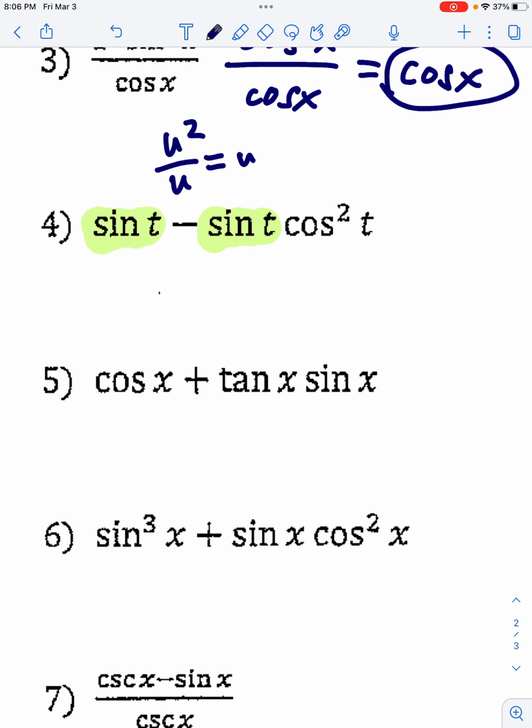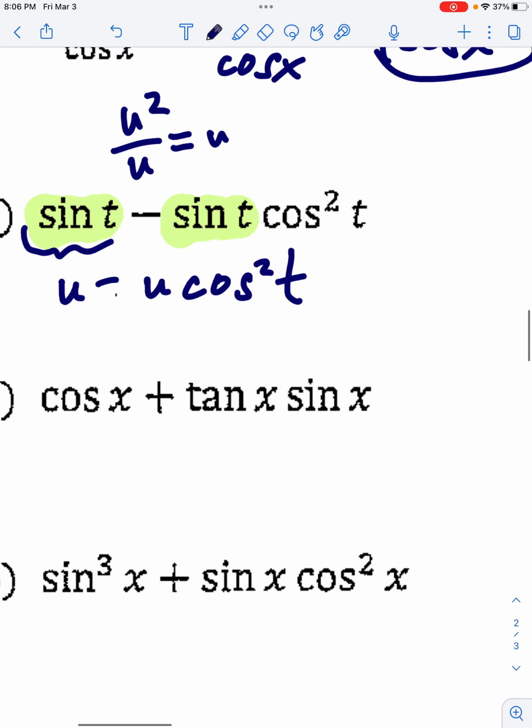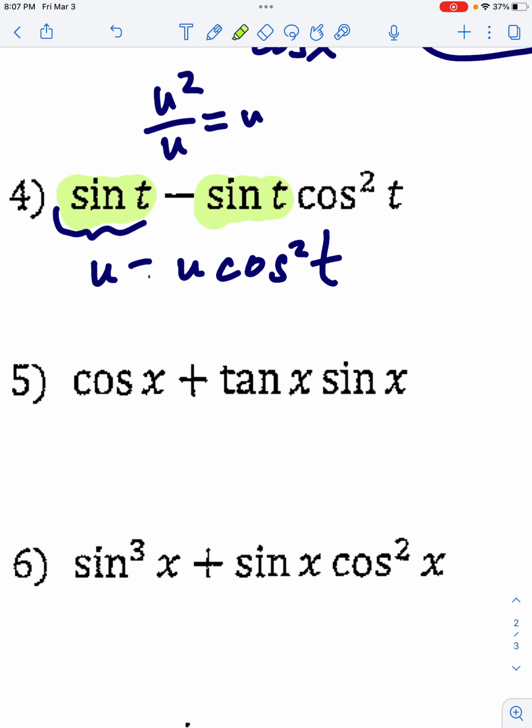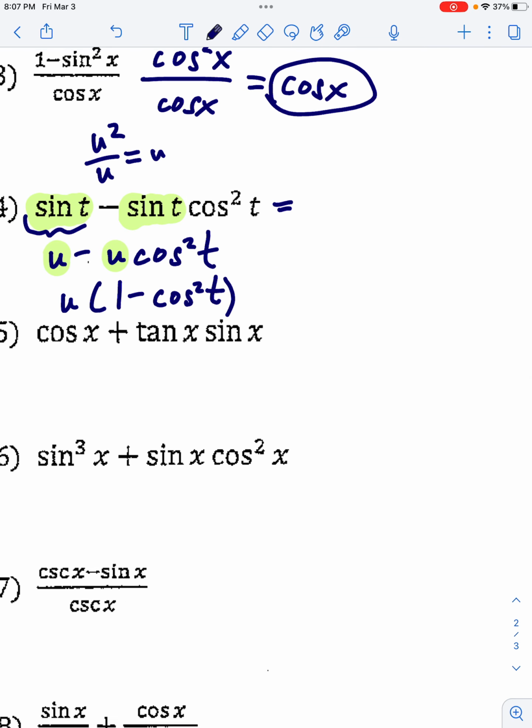Okay, so what you want to do is treat this sine t as if it was just one variable, basically. So if you had u minus u times cosine squared of t, and I told you to factor out the greatest common factor, you would see this matching u in each term, and you would factor that out, right? You'd do u times 1 minus cosine squared t. I factored out a u, so u divided by u became 1. U cosine squared t divided by u became just cosine squared of t. Okay? Do that same thing, but it's just sine. Treat sine like it's one variable.